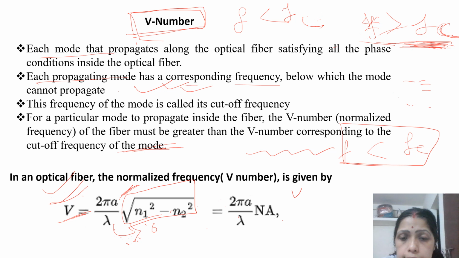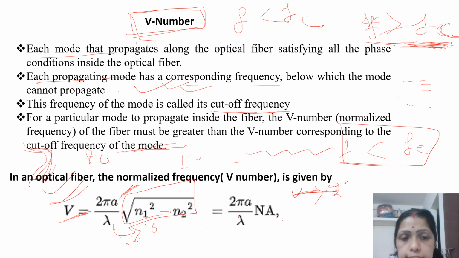If the V number is greater than the cutoff, then there is a mode that will be there. So whatever cutoff frequency I told, each fiber is designed for a particular frequency, and that frequency should be the corresponding cutoff frequency. So for achieving this electric field distribution with one peak, there will be one frequency.